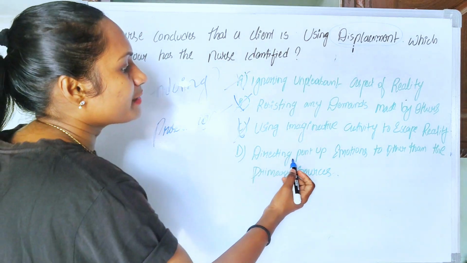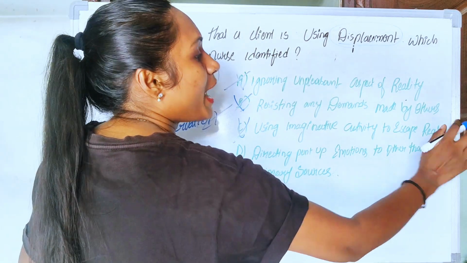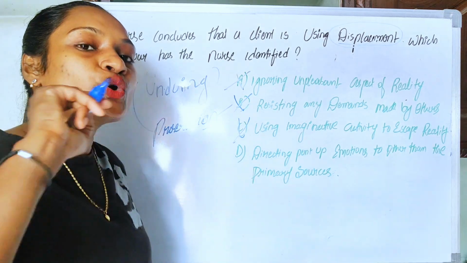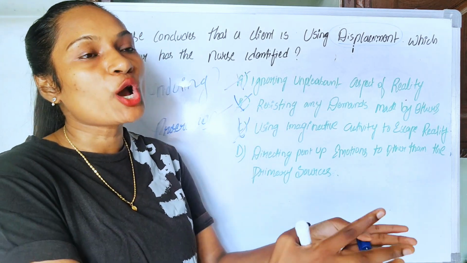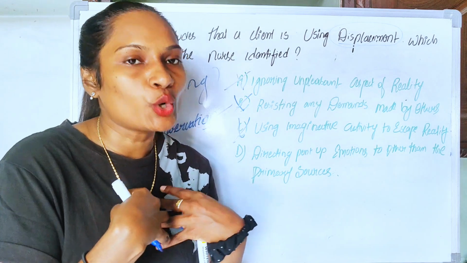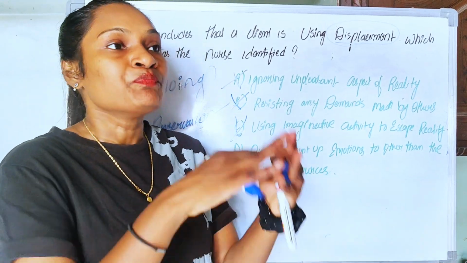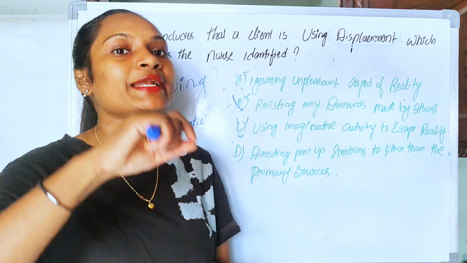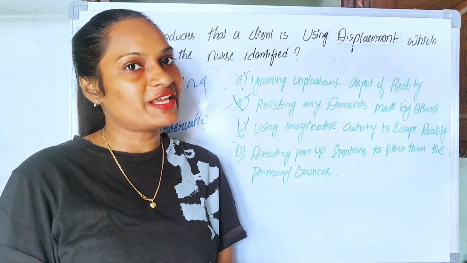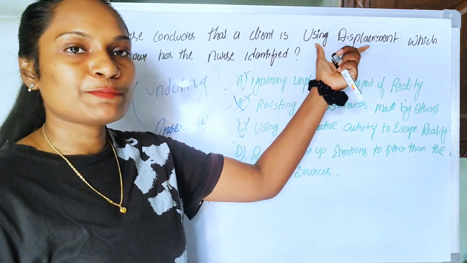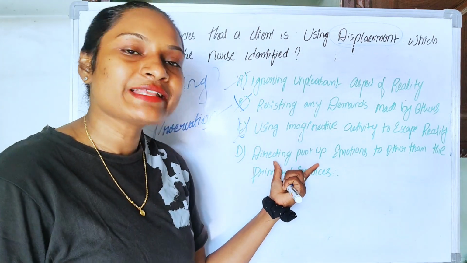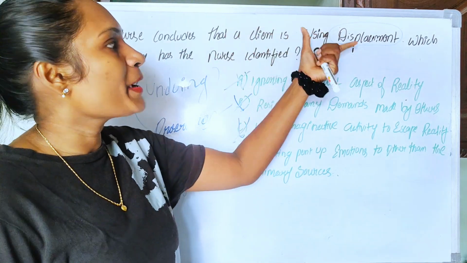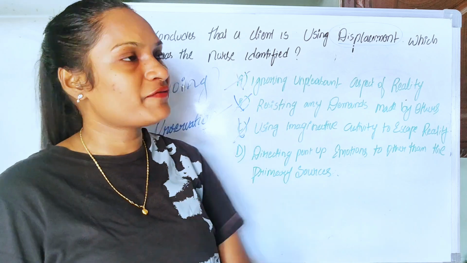So that is called directing pent-up emotions to other than the primary area. You are not showing your emotions in the primary area where you got scolded or got emotional. You will carry that emotion and you will replace it in some other weaker area. So that is called displacement. So after this sentence only, the nurse can conclude the patient is showing displacement behavior.